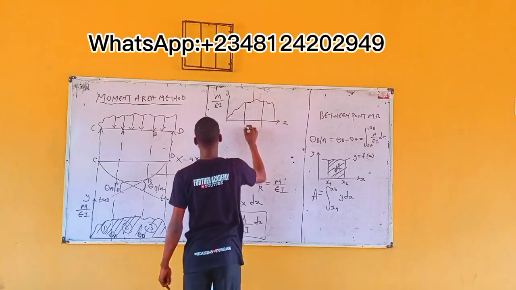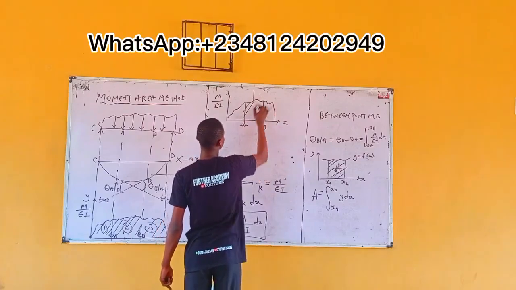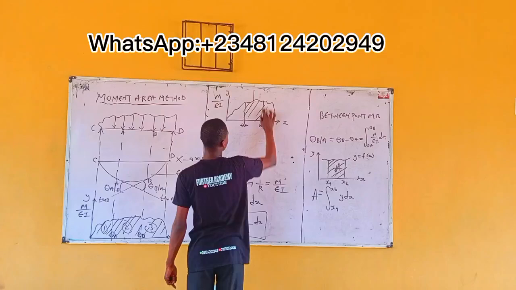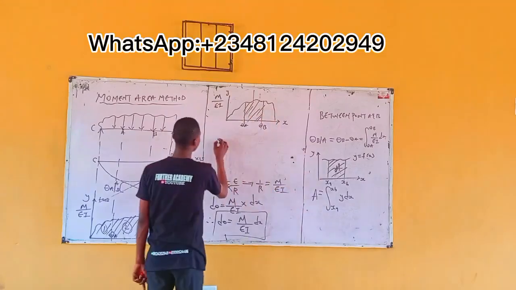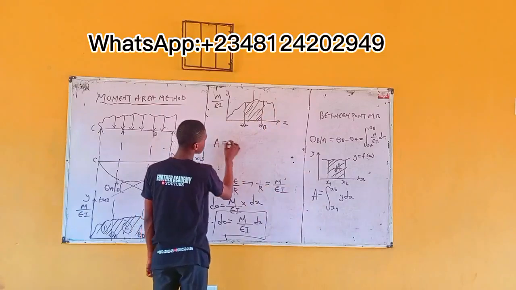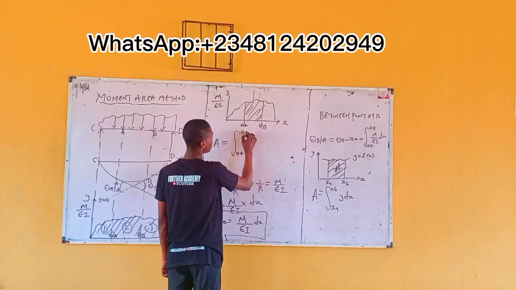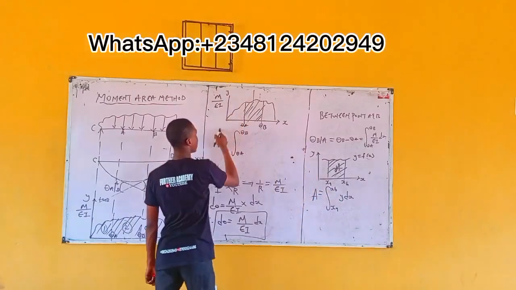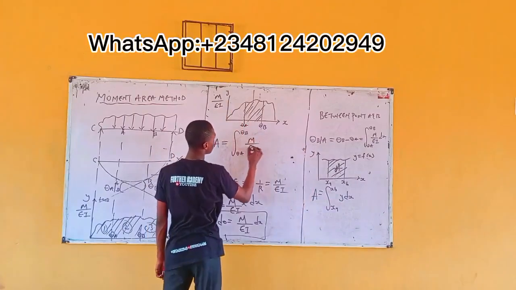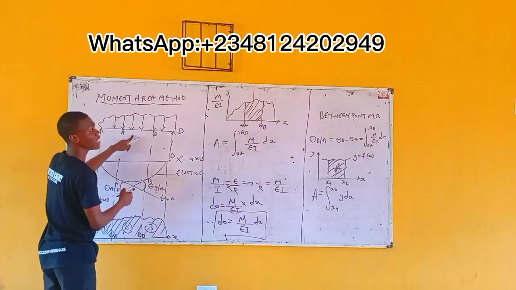This is the point we are talking about now. This is theta A. This is theta B. I'm interested in this area. Applying the same idea, the area here becomes what? Area is equal to the integral from theta A to theta B. Y here, on this axis, what do you have here? M by EI dx.